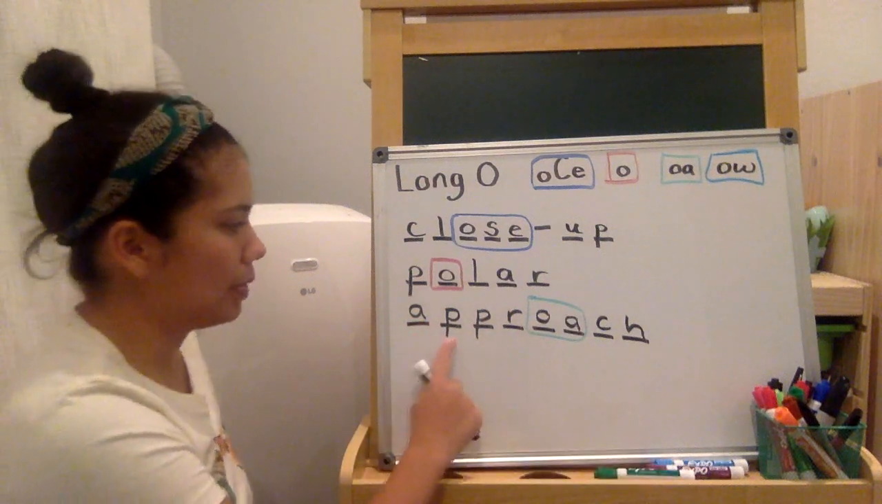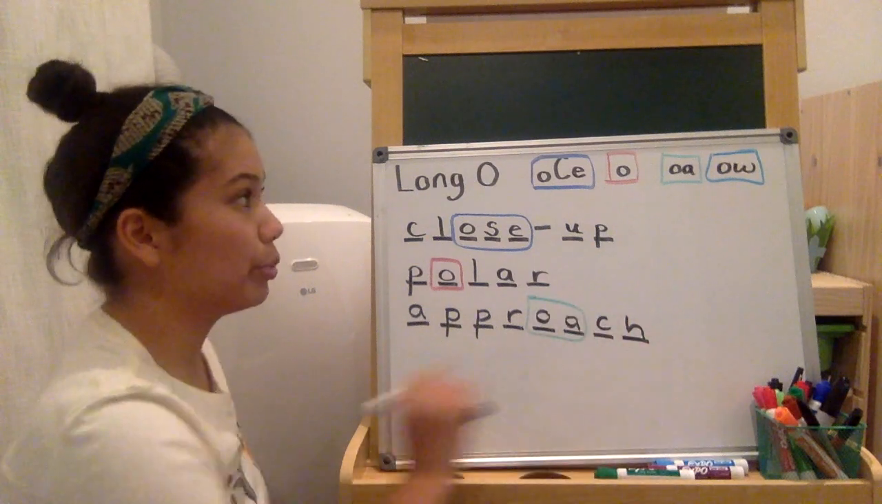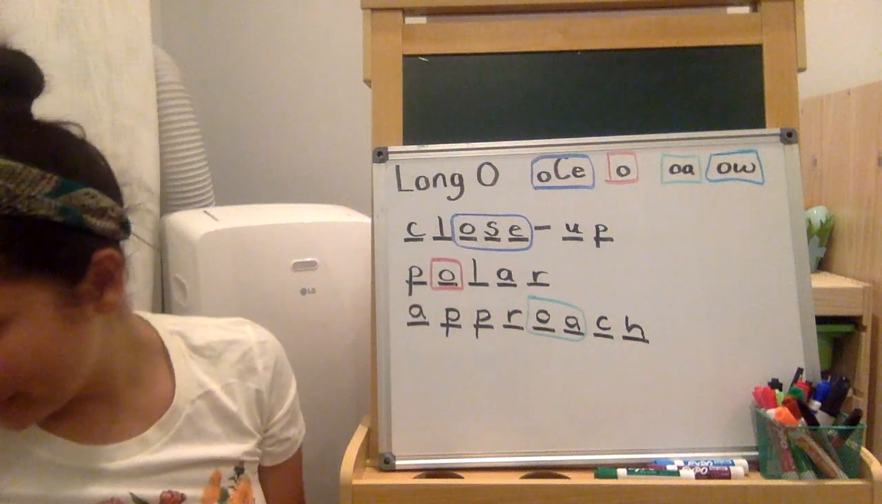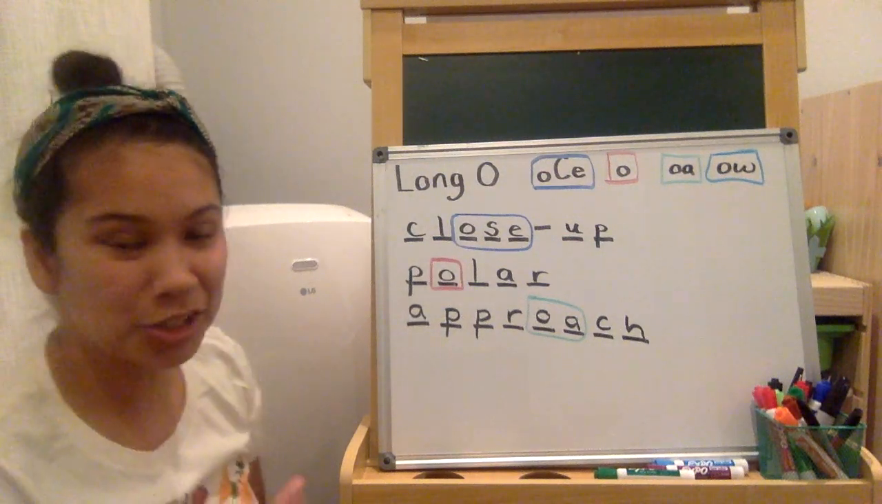Approach. A-P-P-R-O-A-C-H. Approach. So now for our OW, let's go ahead and put 8 dashes.